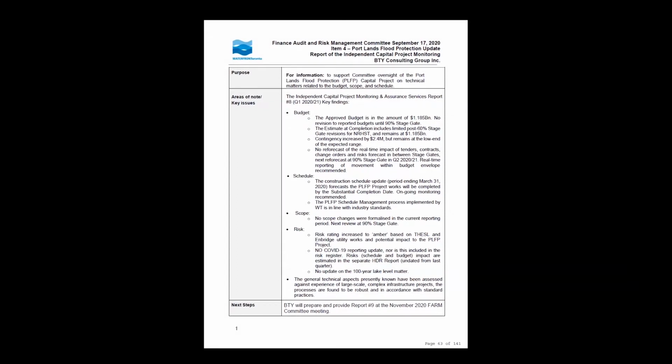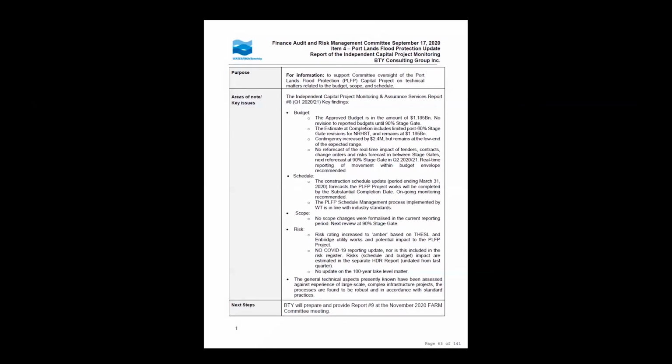Regarding scope, I guess high water level, maybe we can discuss that a bit later. And then the risk register, your recommendation: you said that the risk register is updated monthly, but its impact on budget and schedule is not updated monthly. Is that, again, something that is going to be improved moving forward? So we're expecting to see everything today at the 90% stage gate. And then thereafter, we're expecting to see that quarterly, yes. Okay, yeah.